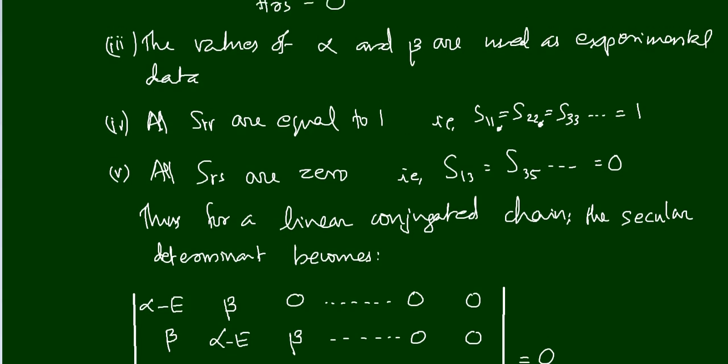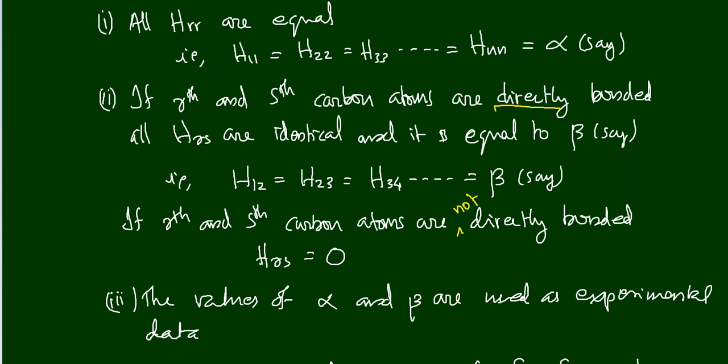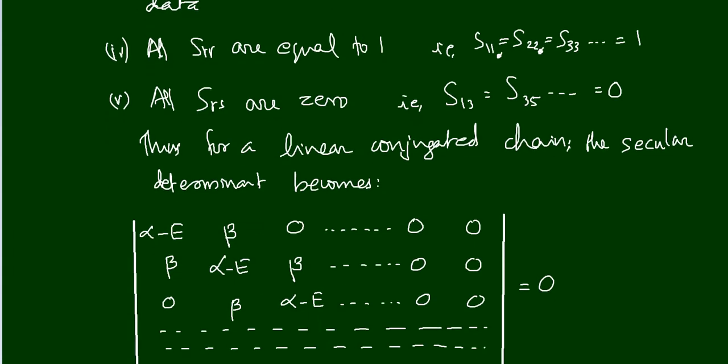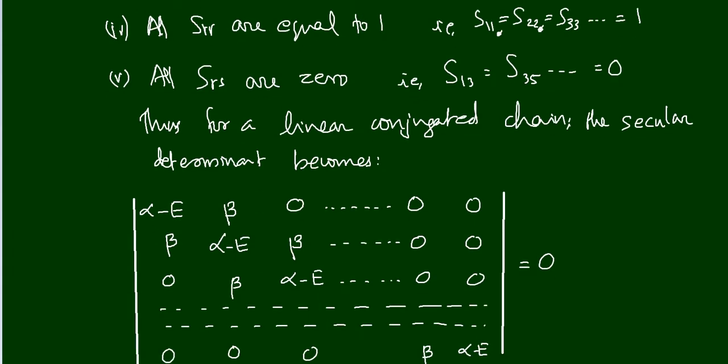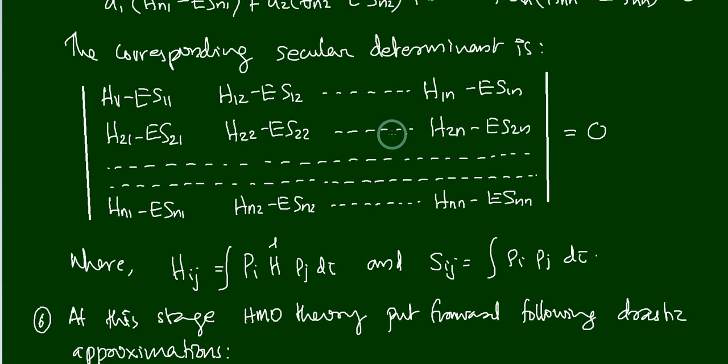Thus, for a linear conjugated chain, the secular determinant becomes the one that we have already written above. This secular determinant becomes alpha minus E, beta, 0, 0, 0, 0. Okay, let's see how it became alpha minus E. See here, H11 is equal to alpha minus E into S11. S11 is equal to 1. So this is alpha minus E.